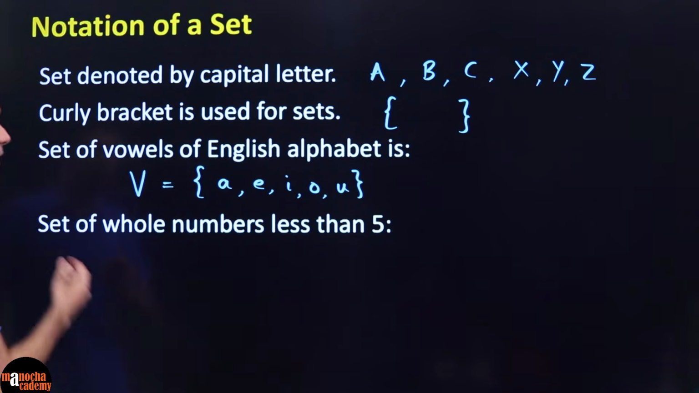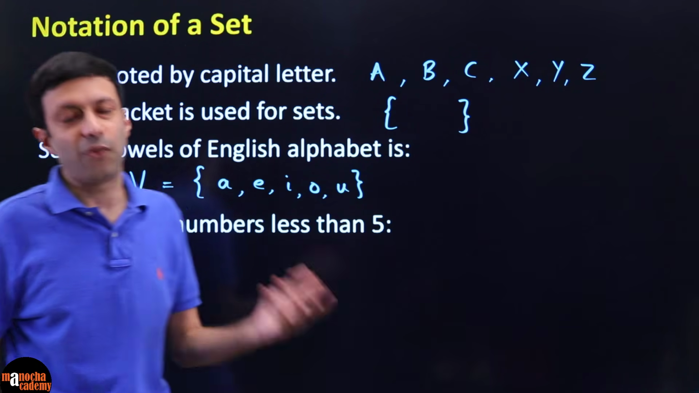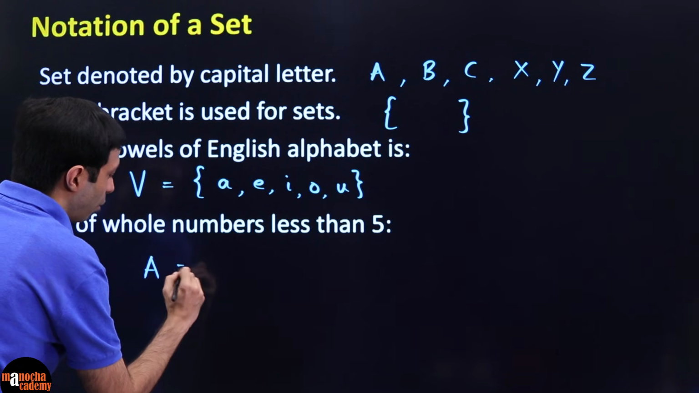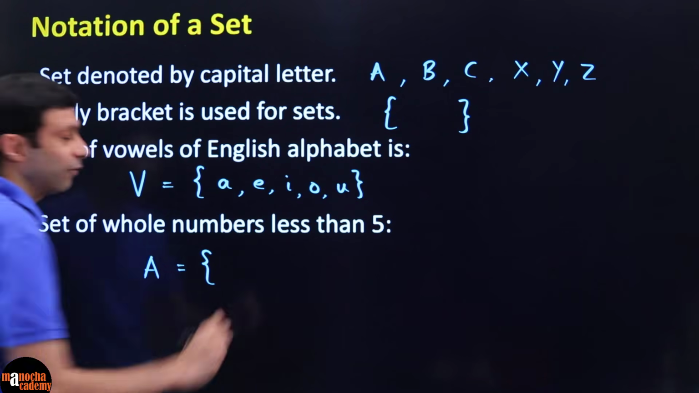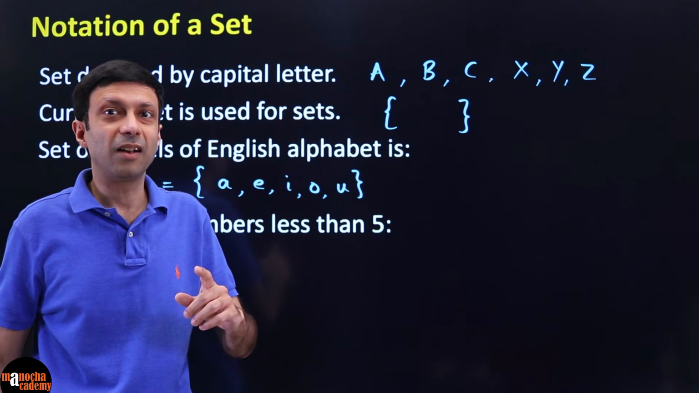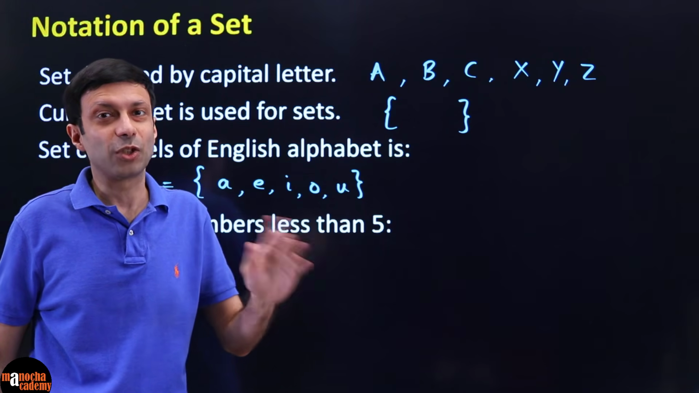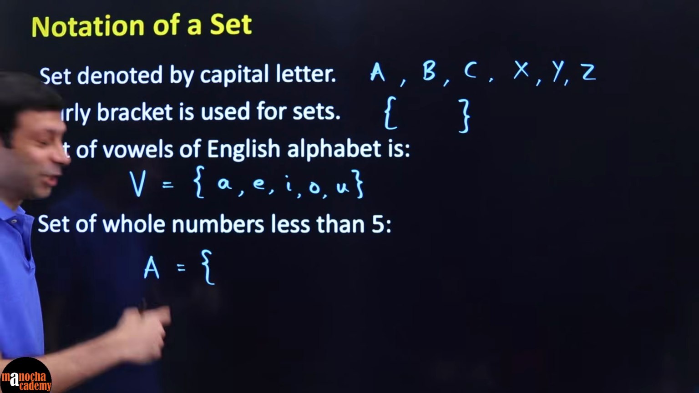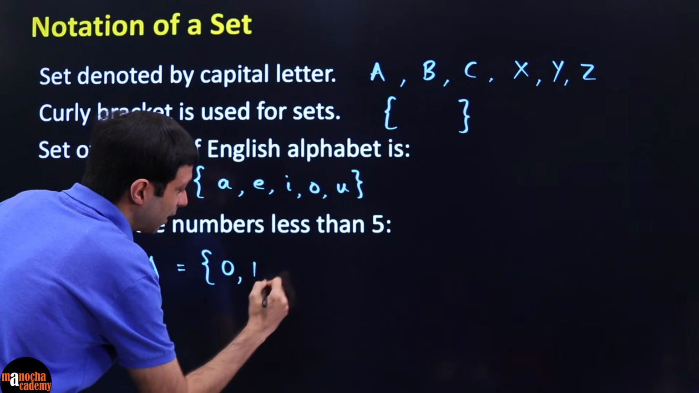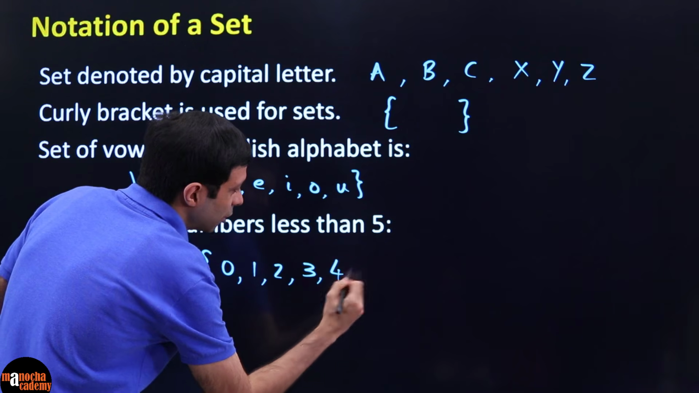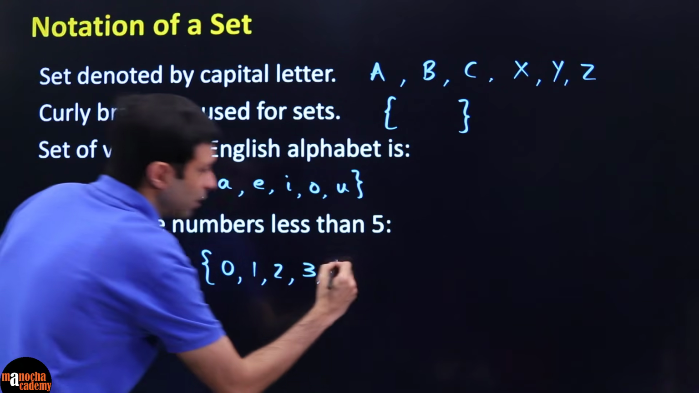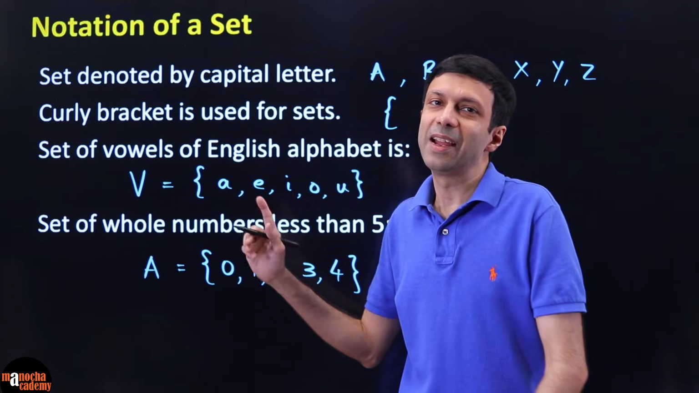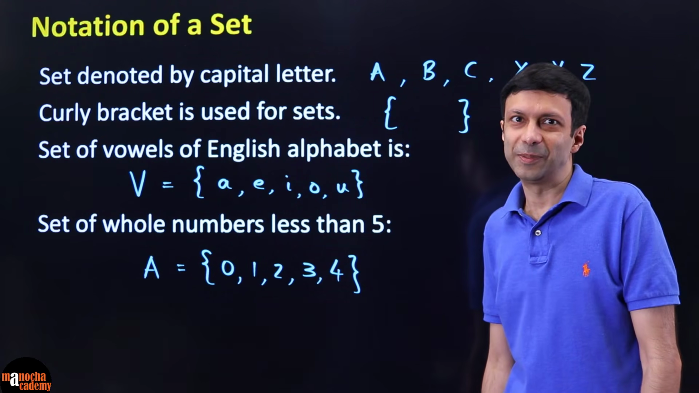Let's try another example. Set of whole numbers less than 5. So here I'll use, let's say, capital A to represent the set. Whole numbers less than 5. Think about it carefully. What are whole numbers? Whole numbers start from 0. Natural numbers or counting numbers start from 1. So don't forget 0 here. Otherwise you'll get a 0 for this one. So 0, 1, 2, 3, 4. Should I include 5? No, less than 5. So the set ends here. So remember to put the curly braces and denote the set with a capital letter like the examples shown here.